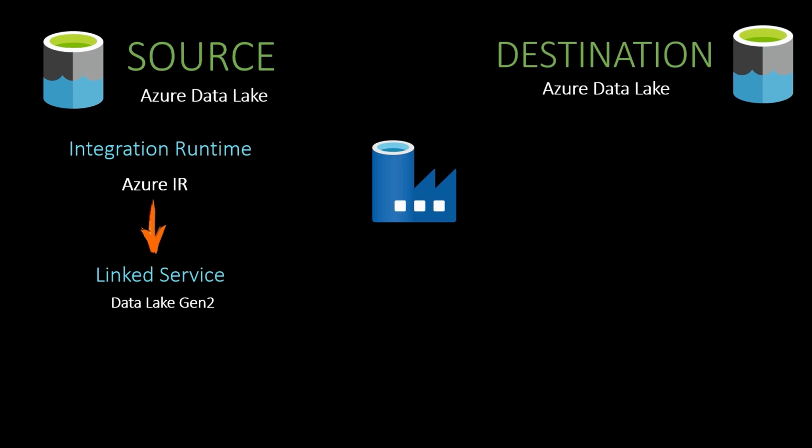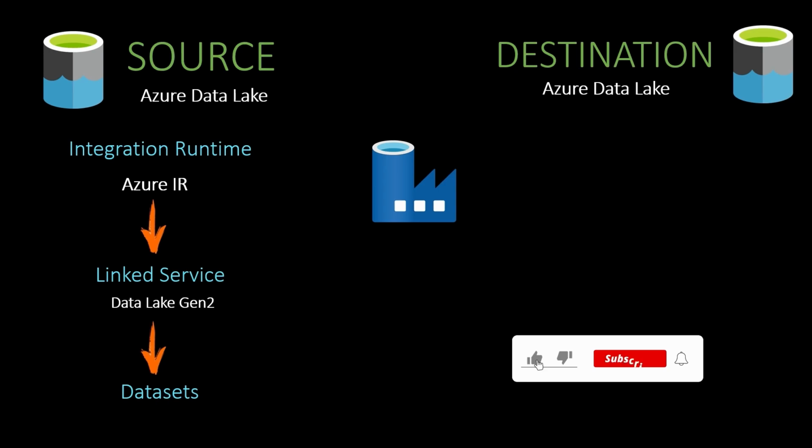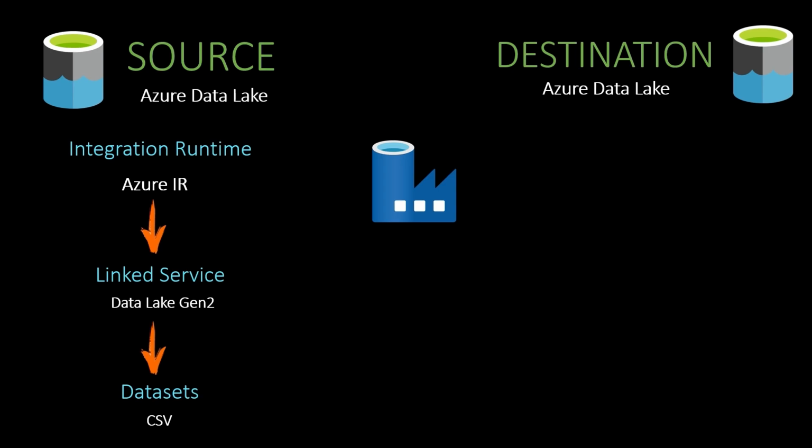After creating the linked service connection and specifying the connection details, the next step would be creating the datasets. We need to specify in which format you are going to copy the data from the source. I'm going to go with the CSV format as the dataset type. So finally, after configuring the integration runtime, linked service, and the dataset, we have the final dataset that can be used in the Azure Data Factory copy data activity.